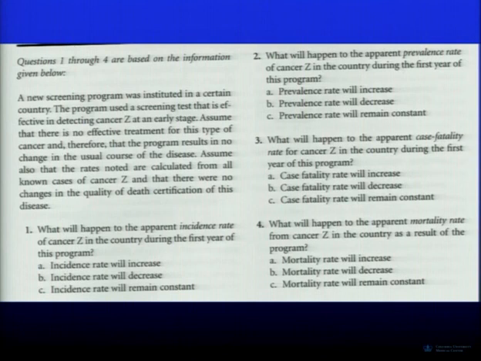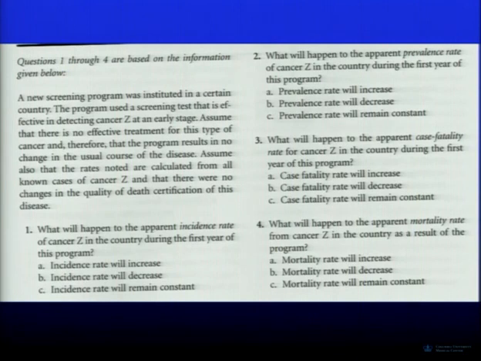Okay, so you have a new screening program in a certain country. The program used a screening test that is effective in detecting cancer Z at an early stage. Assume there is no effective treatment for this type of cancer, and therefore that the program results in no change in the usual course of the disease. Assume also that the rates noted are calculated from all known cases of cancer Z, and that there were no changes in the quality of certifying deaths for this disease. So what will happen to the apparent incidence rate of cancer Z in the country during the first year of the program?